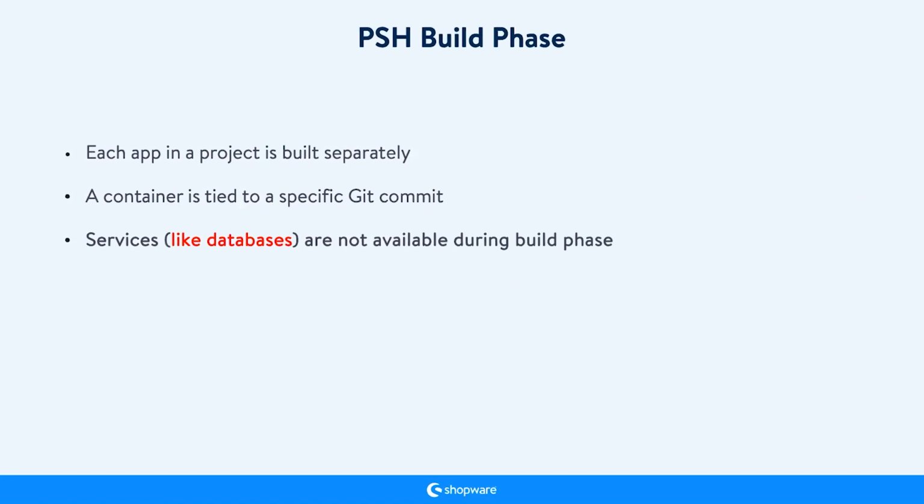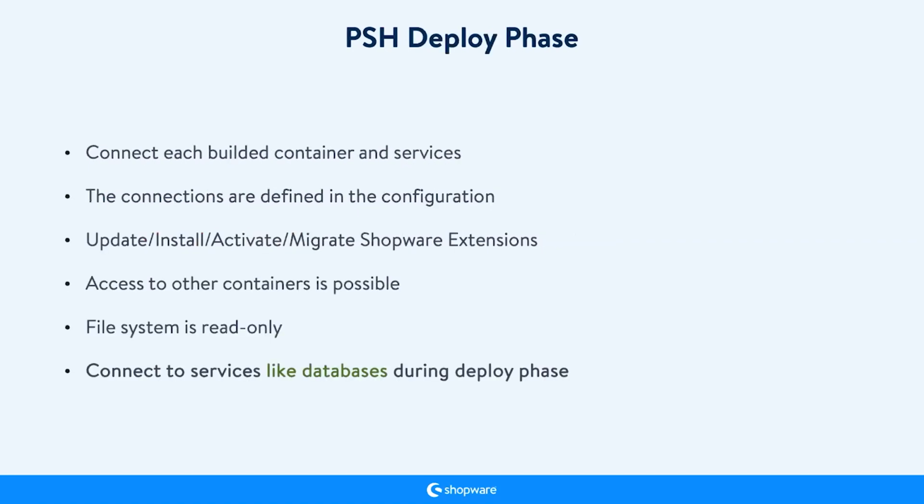Like I said, in the PSH Build Phase, each app is a project and is built separately. A container is tied to a specific Git commit, and the database is not available, so we need to build it without a database. In the deploy phase, each container is connected to each other and the services are available. The connections are defined in the configuration. You need to update, install, activate, migrate shop extensions. Access to other containers is possible.